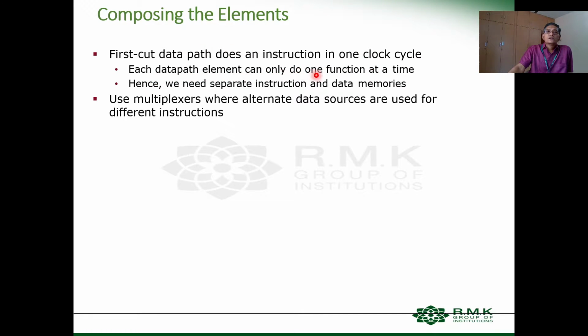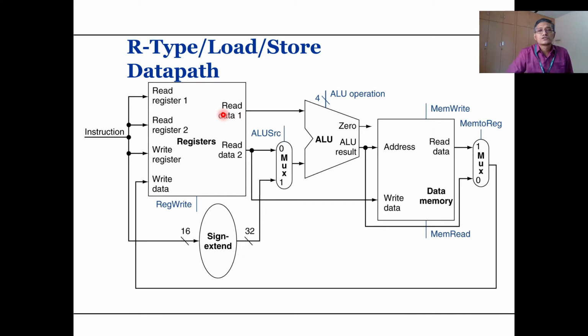Each data path element can only do one function at a time, so only one function can be done by each data path element at a particular unit of time. Now we have separated the instruction and data memories for this single cycle implementation. Now what we need to do is use some data selectors, because the various function units are fed with multiple inputs. Which particular input is to be fed to that functional unit is to be decided. So for deciding that, we are going to employ different multiplexers between those multiple sources of data.